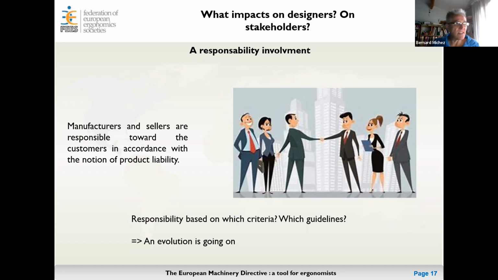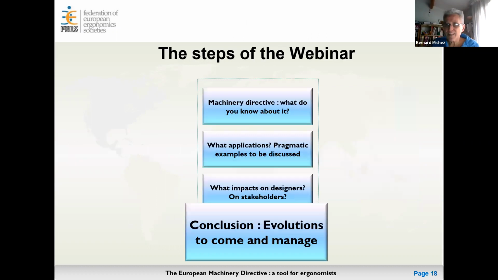I will end this part to open the floor to Pascal, so that Pascal, you will be able to show us the evolution going on. Come on, Pascal. Yes. Do you hear me? Yes. Okay.